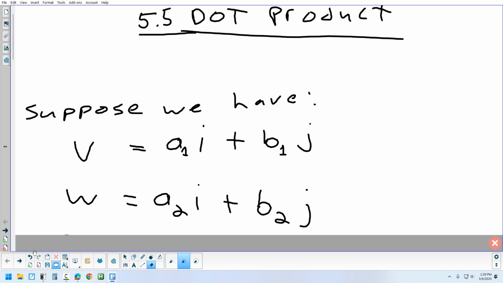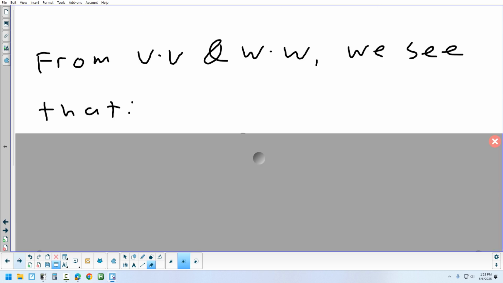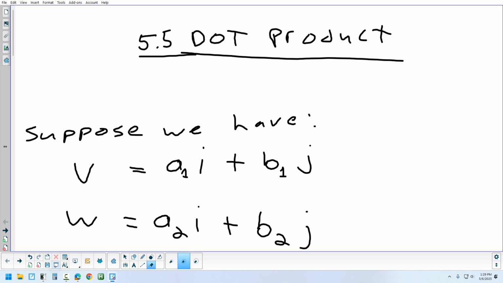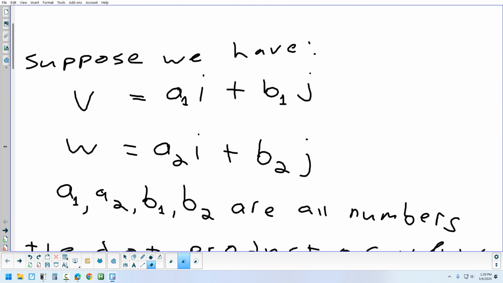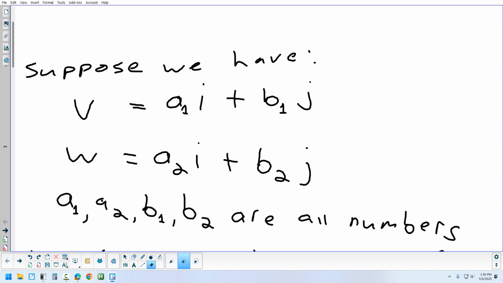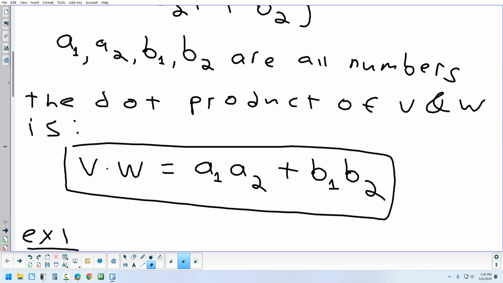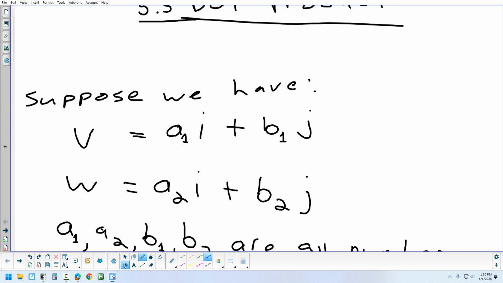So when you do a dot product, I will give you two vectors, like that. You'll have 4 numbers in those spots. The A1, the A2, B1, B2, all numbers. Now, if you multiply 2 numbers together, what do you get? Another number. How about if you add 2 numbers together? You get another number. So I want to keep that in mind.